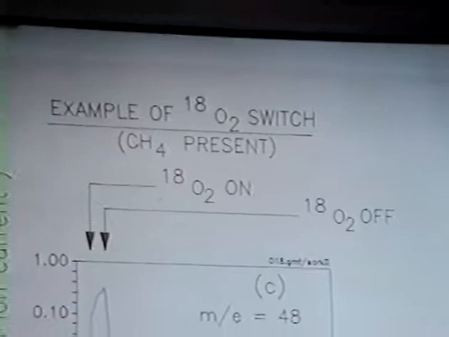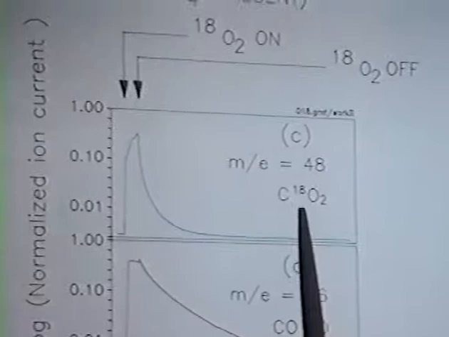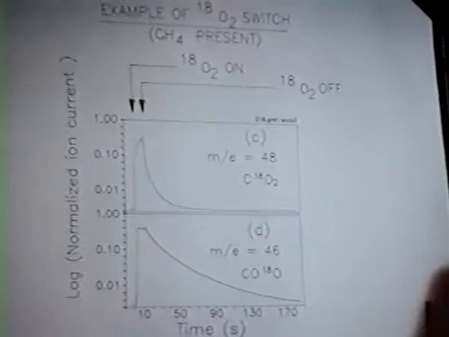And we also did O18 traces in a reacting system, in other words, in the presence of methane. And as expected, the O18 appears in the carbon dioxide products, both in the doubly labelled carbon dioxide and in the CO18O16, as expected. There's really nothing very surprising in this.